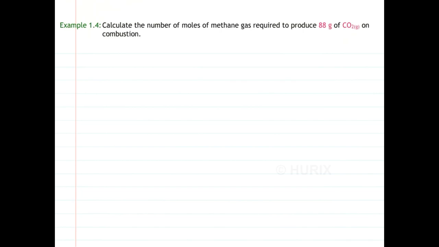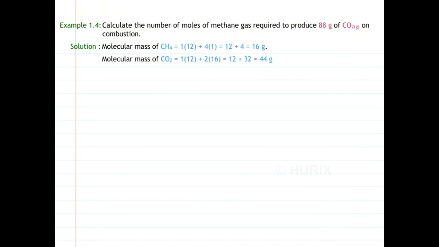Example 1.4. Calculate the number of moles of methane gas required to produce 88 grams of CO2 gas on combustion. Solution. Molecular mass of CH4 equals 1 into 12 plus 4 into 1 equals 12 plus 4 equals 16 grams. Molecular mass of CO2 equals 1 into 12 plus 2 into 16 equals 12 plus 32 equals 44 grams. We write a balanced chemical equation for the reaction. CH4 gas plus 2O2 gas gives CO2 gas plus 2H2O gas.